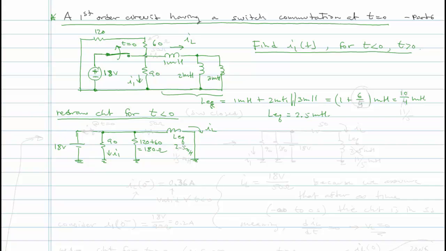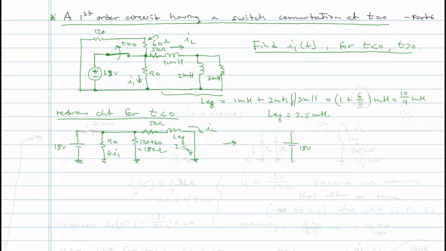Let me pause this. I paused it because I just realized I left something pretty important out of this circuit. I left a resistor out. There's one more resistor here, a 50 ohm resistor. The 60 ohm is this one here. I left out the 50 ohm resistor, so let me put that in right here. We have 50 ohms.